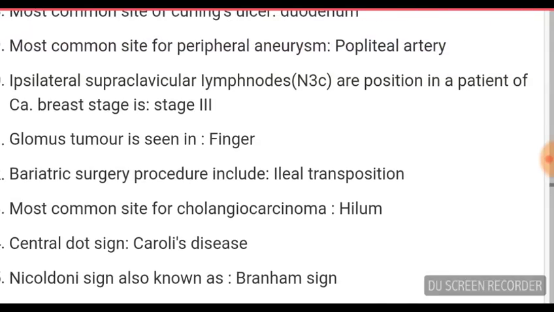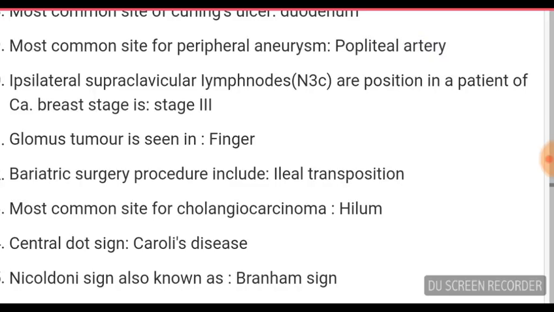Nicoladoni sign is also known as Branham's sign. Central dot sign is seen in Caroli's disease. Most common site of cholangiocarcinoma is the hilum. Bariatric surgery procedures include ileal transposition. Most common site of peripheral aneurysm is the popliteal artery.